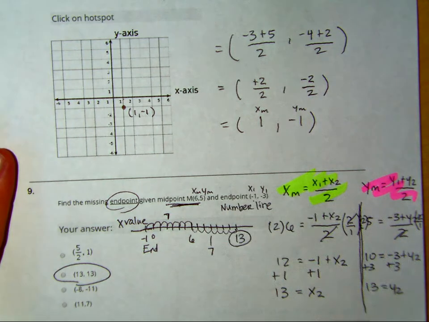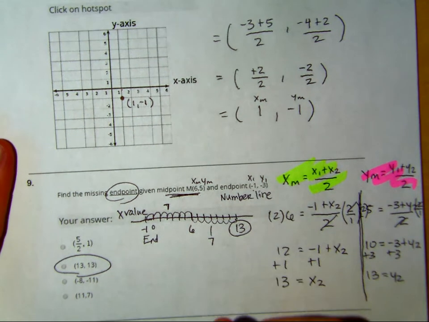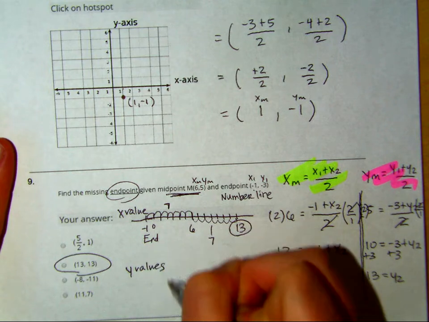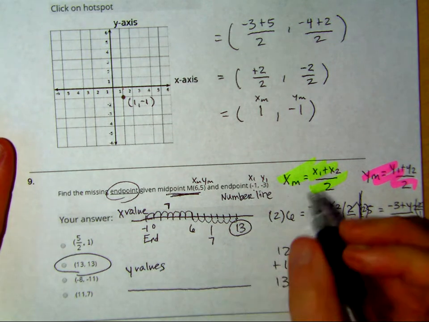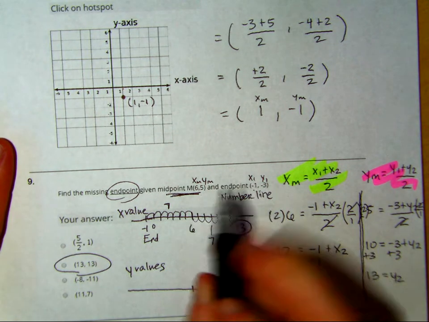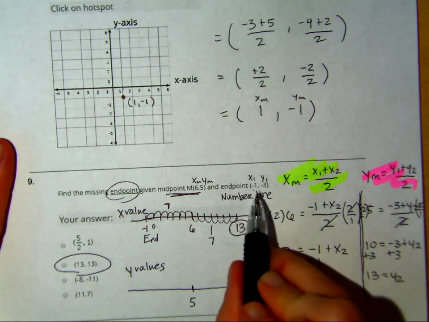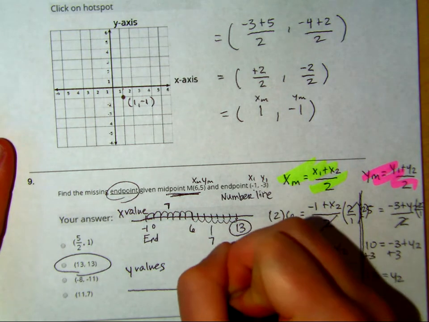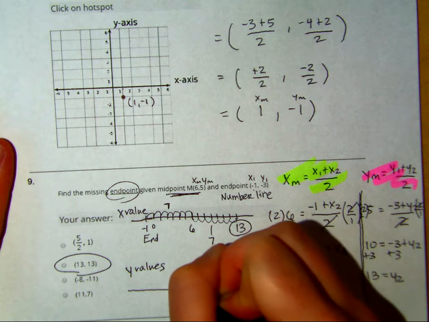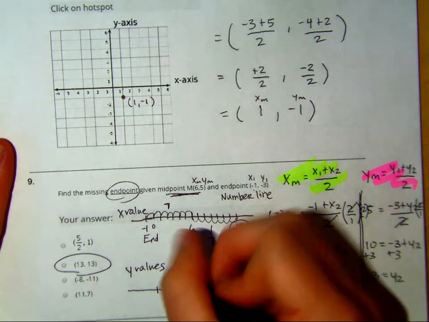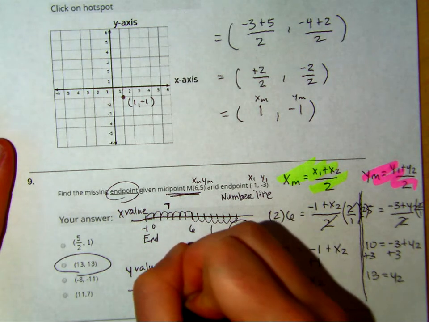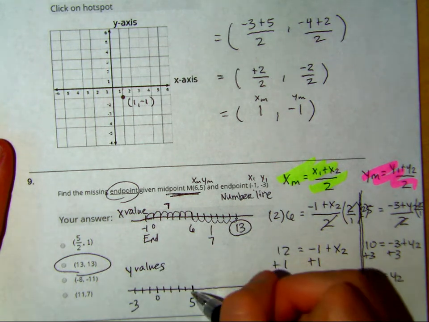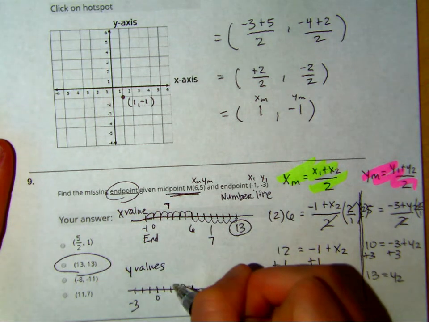And we could do that for our y values as well. We draw a number line. Our midpoint is 5. The y value that we know is -3, so 5, 4, 3, 2, 1, 0, -1, -2, -3. So how far away is that? It's 1, 2, 3, 4, 5, 6, 7, 8.